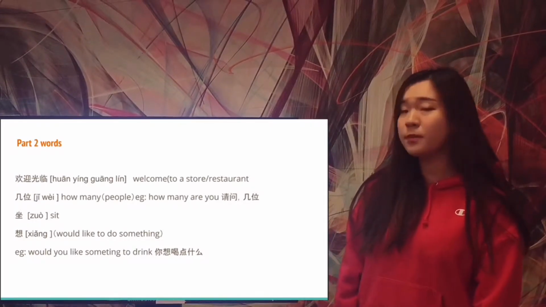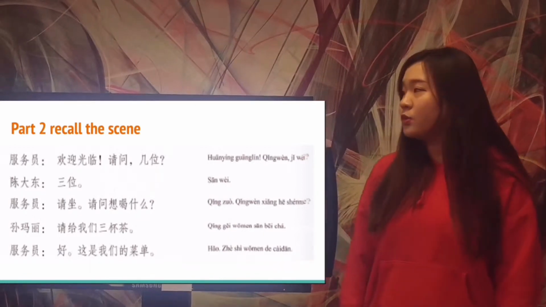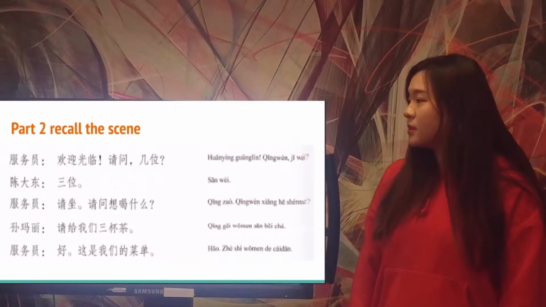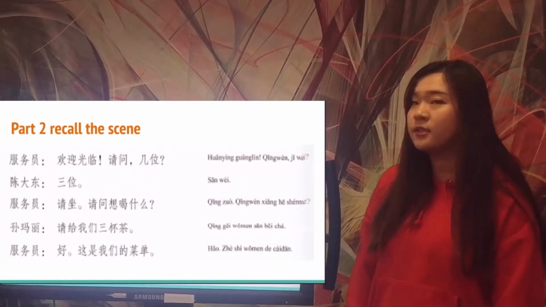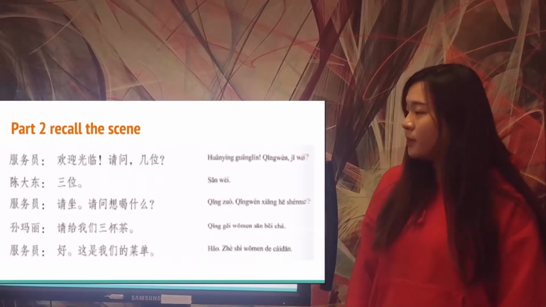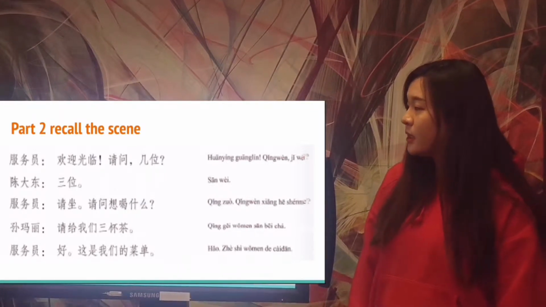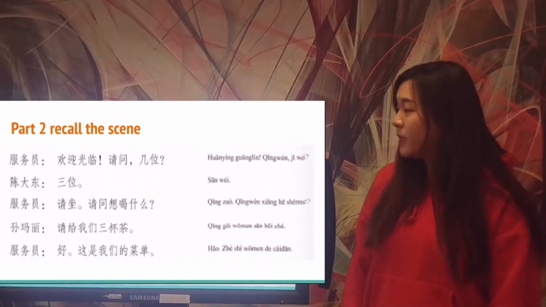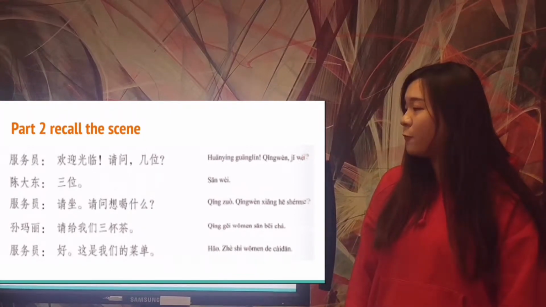你想喝点什么? Secondly, let's learn a grammar. How to use 给 to mean to give. The grammar is subject plus 给 plus recipient plus object. For example, 请给我一杯水. Please give me one glass of water. Please is the subject. Give is 给. Me is the recipient. Object is one glass of water.